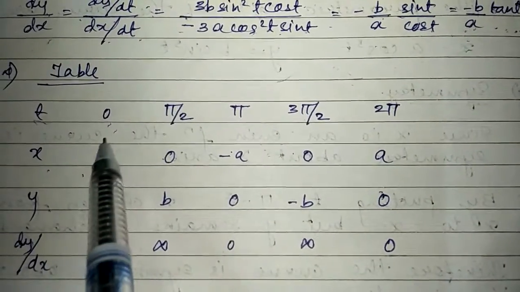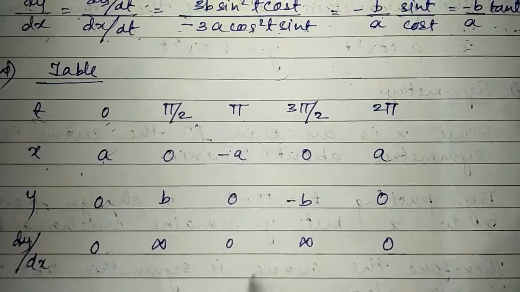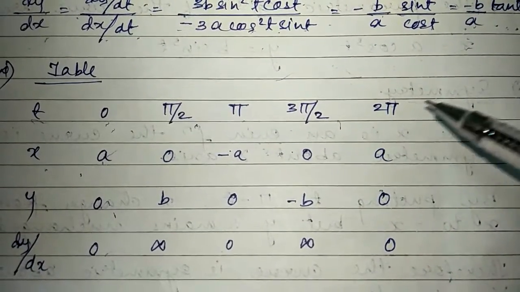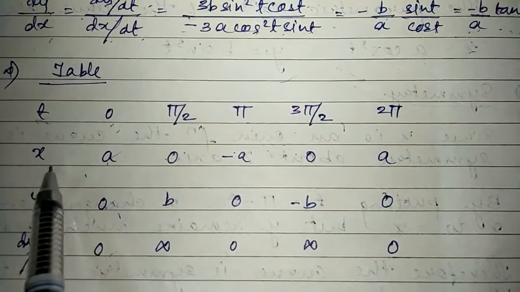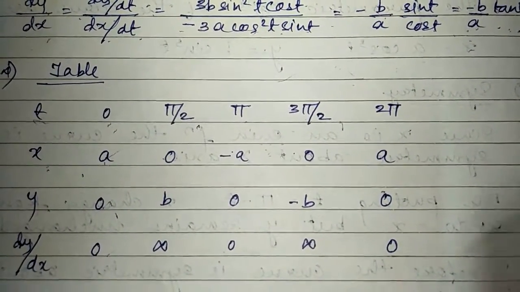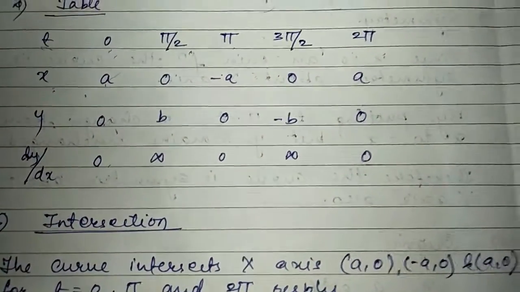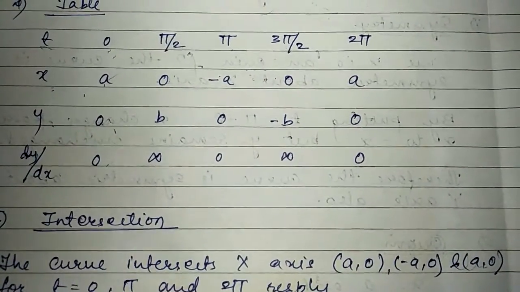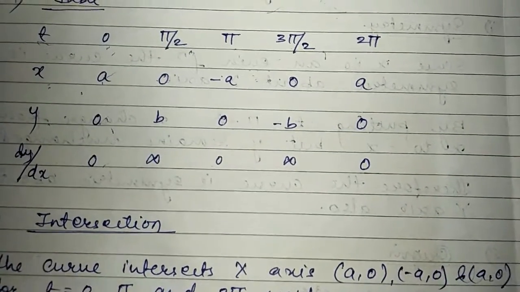So we can find out the values for t is equal to pi by 2, t is equal to pi, t is equal to 3 pi by 2 and t is equal to 2 pi. The corresponding values for x, y and dy by dx are as shown in this table. Now from the table we can find where the curve intersects the x-axis and the y-axis.